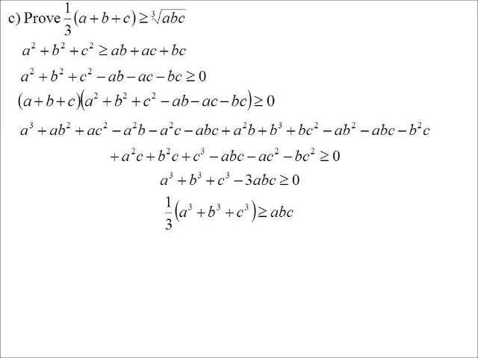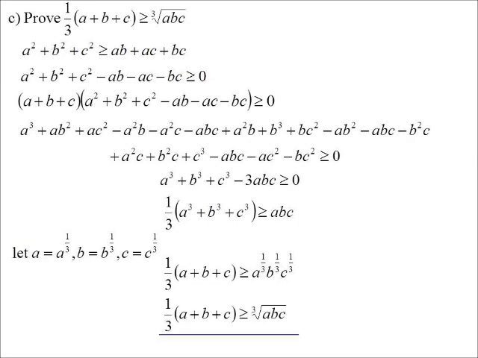But remember, A, B and C are just pronumerals. I can substitute anything into that. So I'm going to let A equal A to the power of 1/3 and B equal B to the power of 1/3 and C equal C to the power of 1/3. Well, if I cube A to the power of 1/3, I get A. If I cube B to the power of 1/3, I get B. If I cube C to the power of 1/3, I get C. And on the right-hand side, now I have A to the power of 1/3, B to the power of 1/3, C to the power of 1/3. Well, hang on. That's the cube root of ABC. My result.